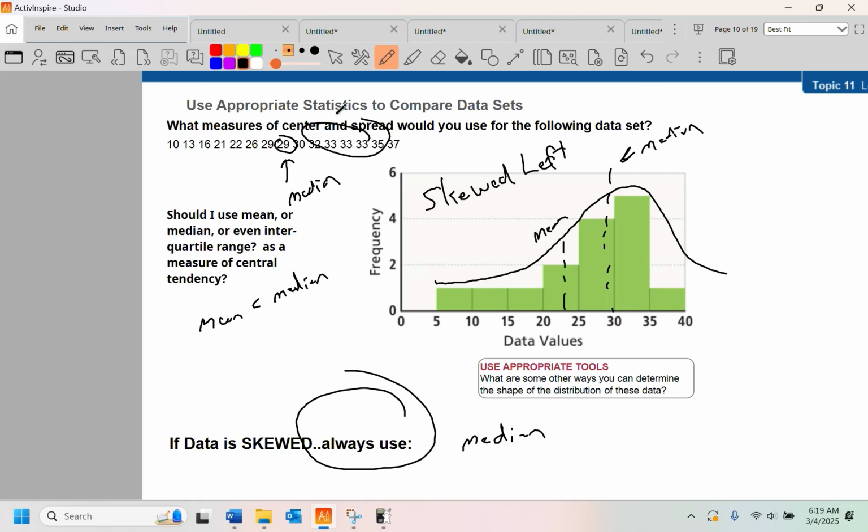And there's the mode. The mode could be by either left or right. It's not what determines anything. It's about the relationship between the mean and the median.